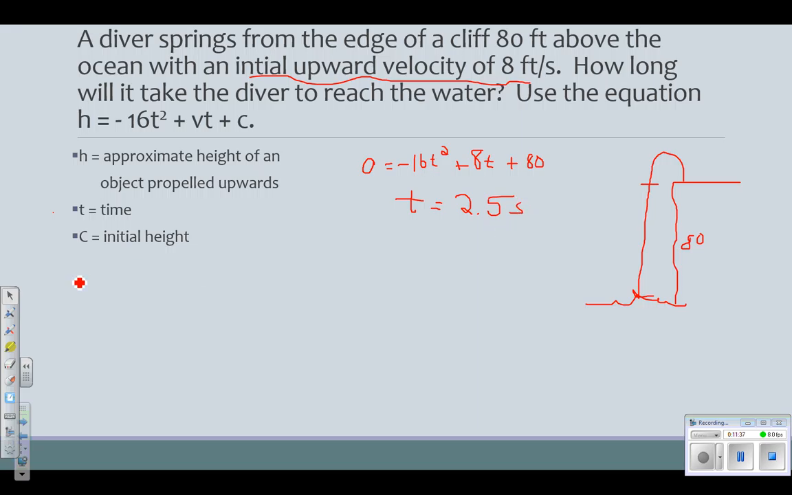And again, I said that v is our initial velocity. Can't spell initial, so good thing it's right above me. Great.